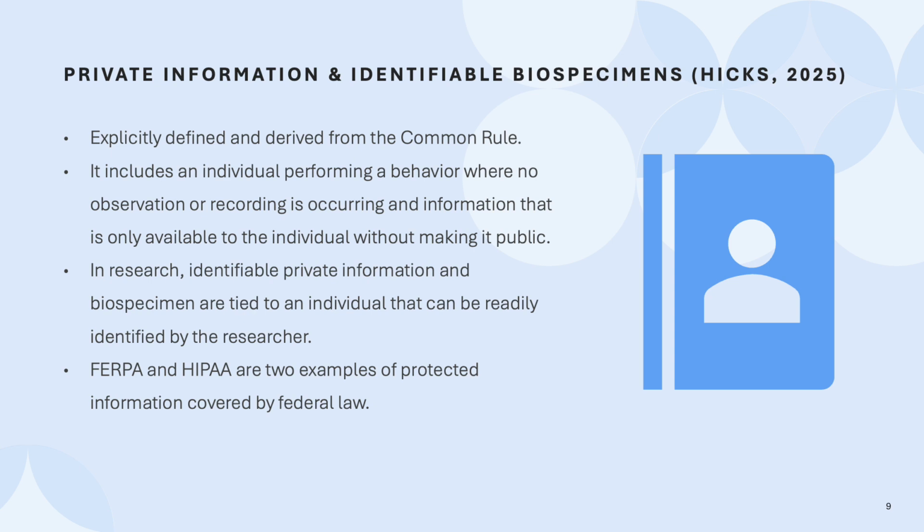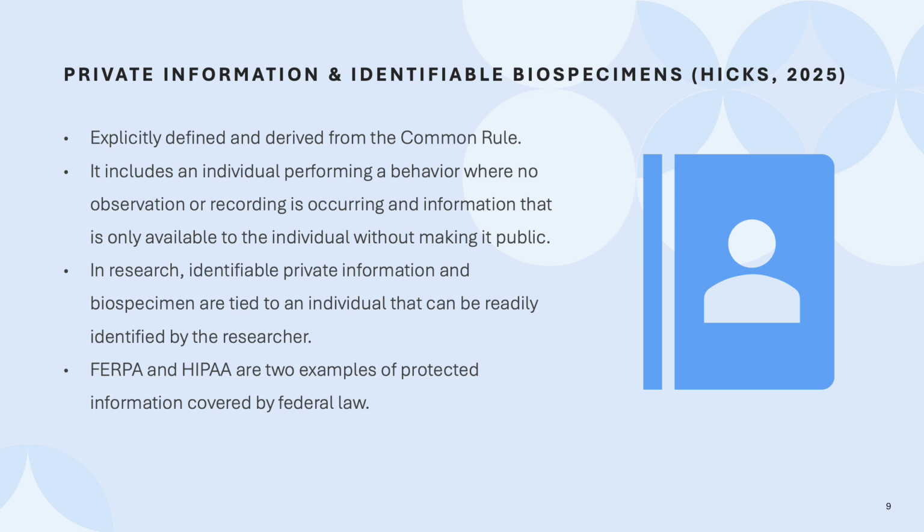Now let's add the identifiable aspect. In the concept of research, identifiable private information and biospecimens are those that are directly tied to an individual and can be readily identified by the researcher. This means if the researcher can easily link the data or the biological aspect of the sample back to a specific person, it's considered identifiable. This direct link is what triggers the highest level of protection under the Common Rule.